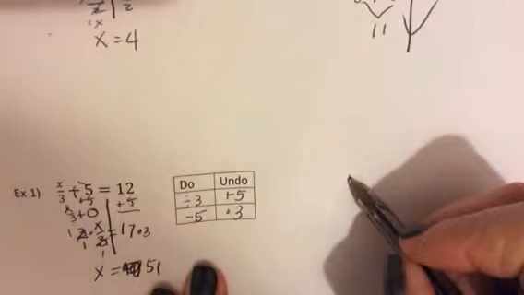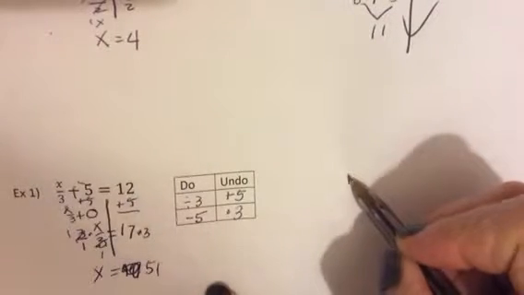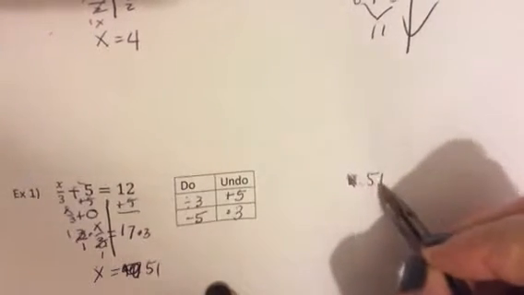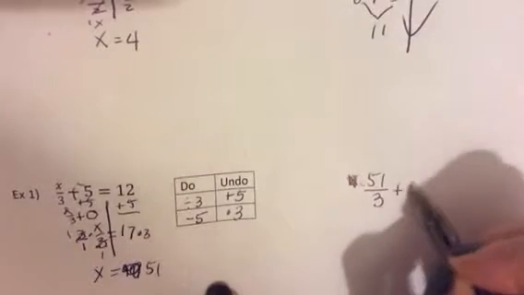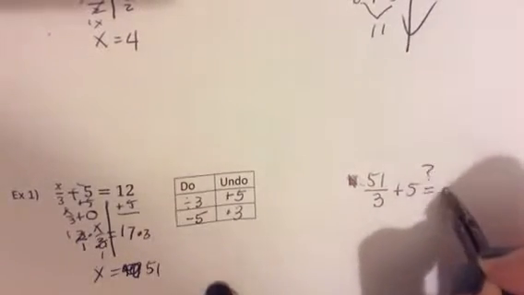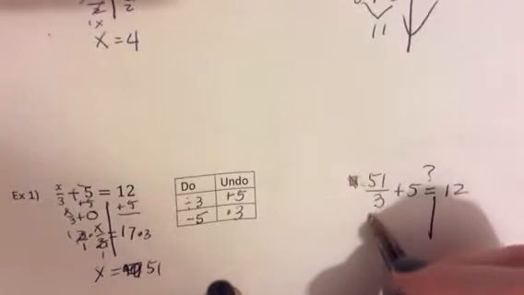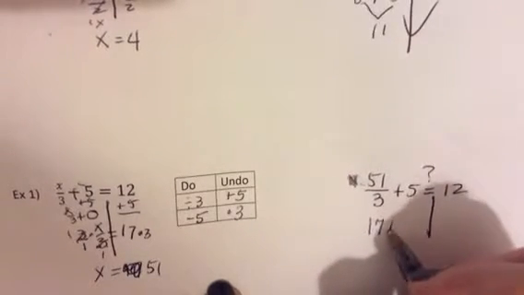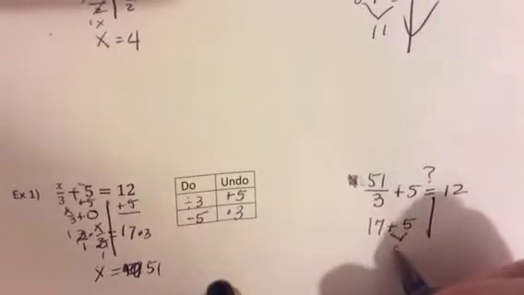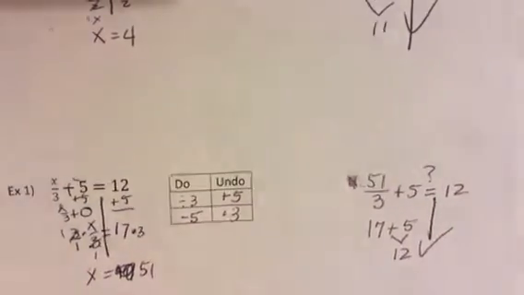All right, so over here we've got x, which is going to be 51 divided by 3 plus 5. We're going to say, is that equal to 12? So order of operations, we do 51 divided by 3, which is 17, plus 5, which is 12. So it checks. All right, 2 more examples, and you can do practice.